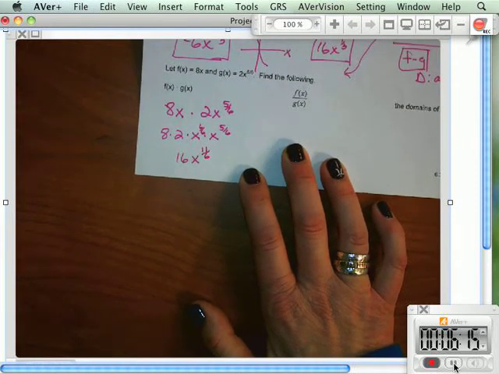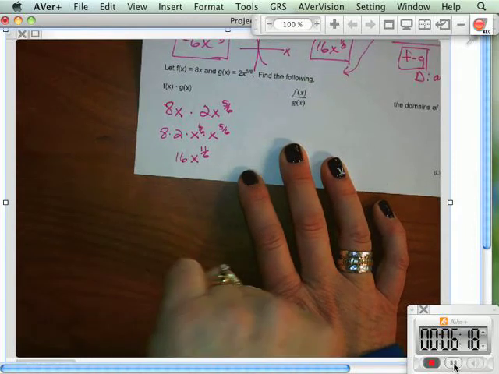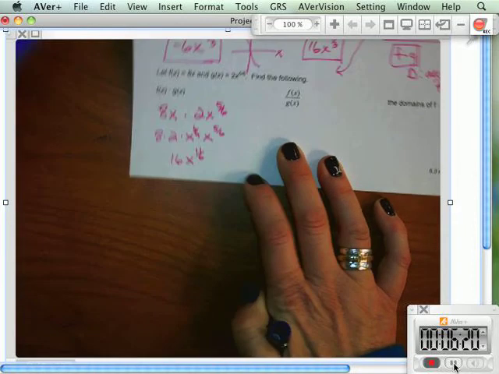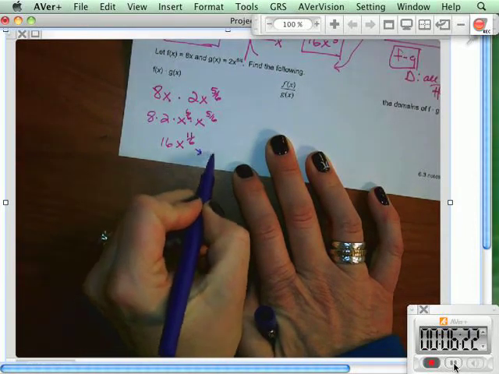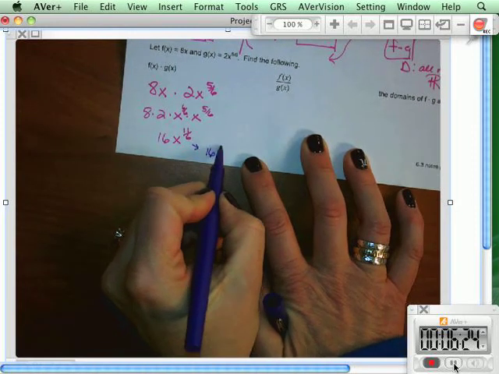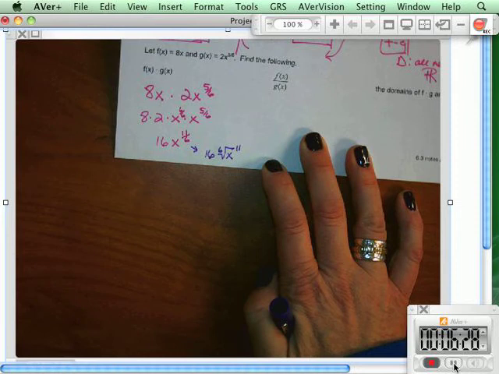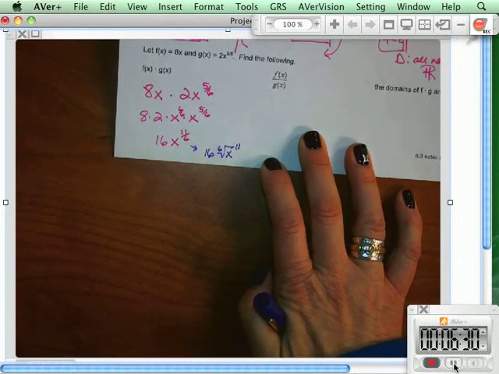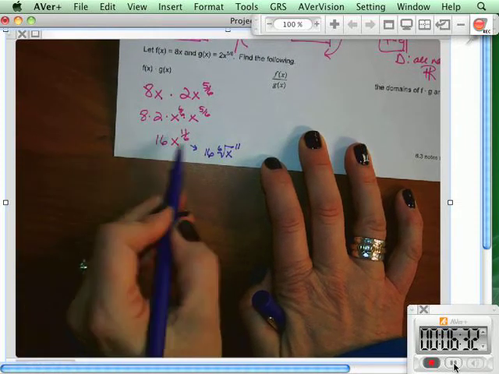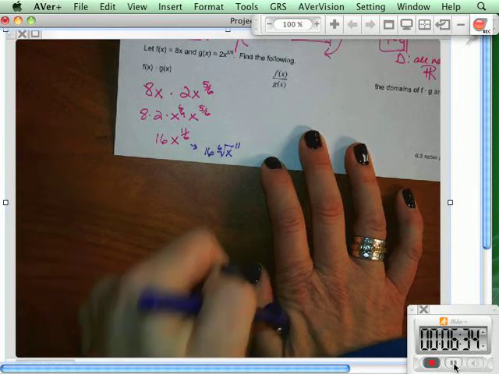Now, just as a fun refresher, can this be written as this? Let's think about it. Yep. Is that the same thing? Yes, it is. But you can just write it like that, okay? All right, let's do the next one.